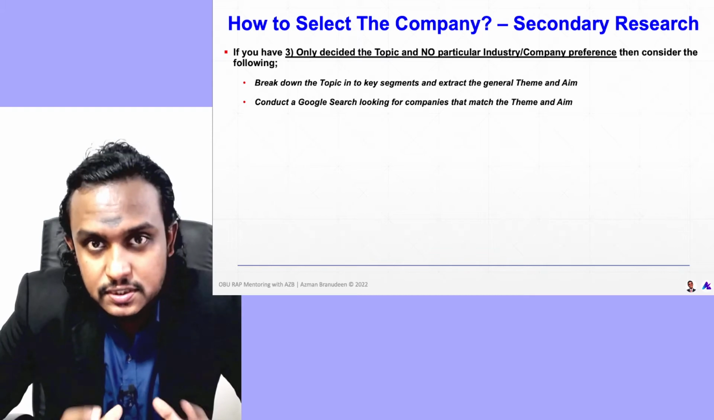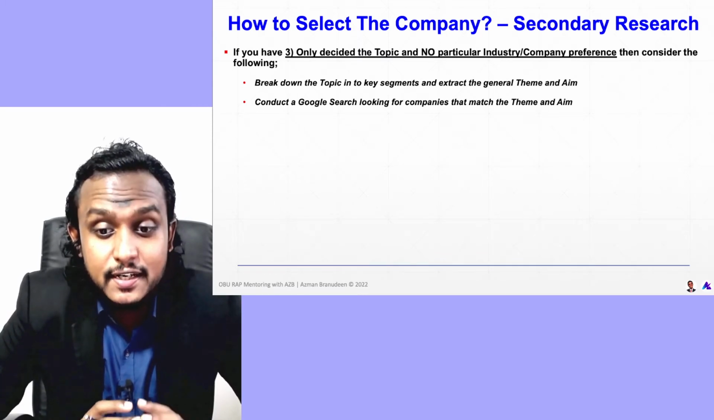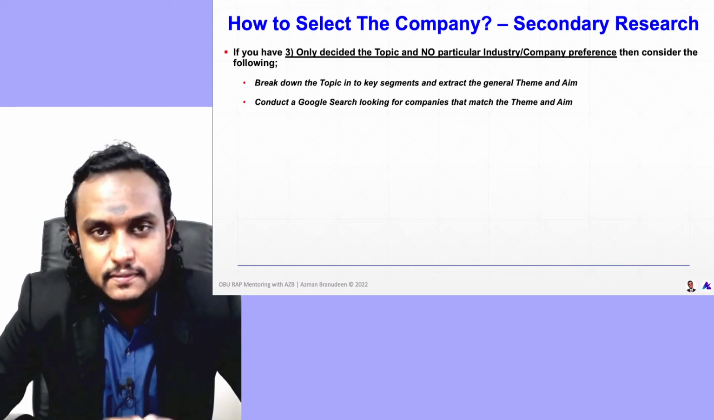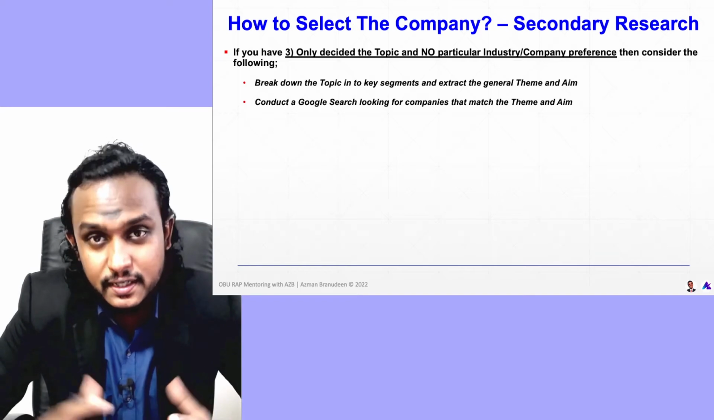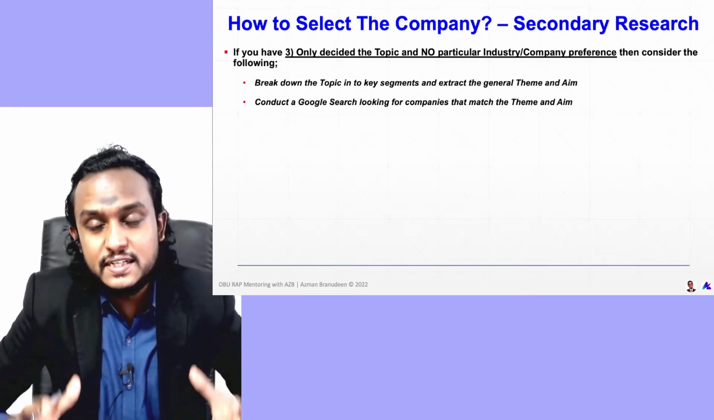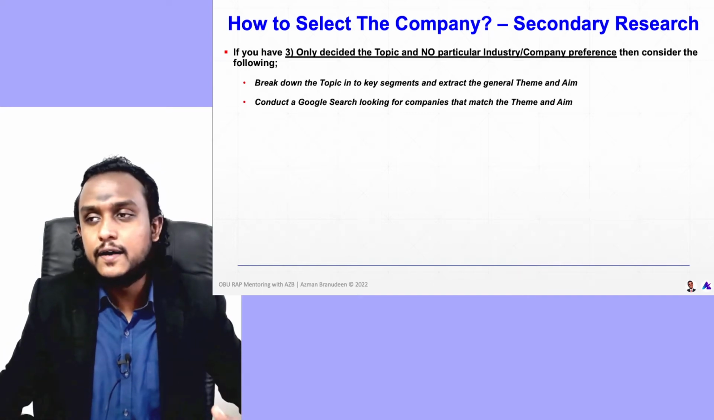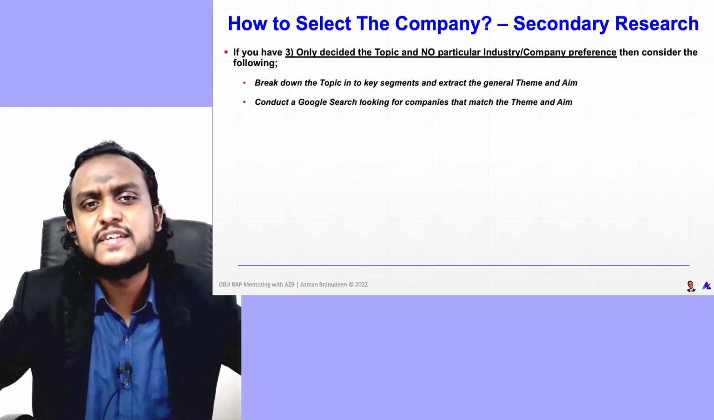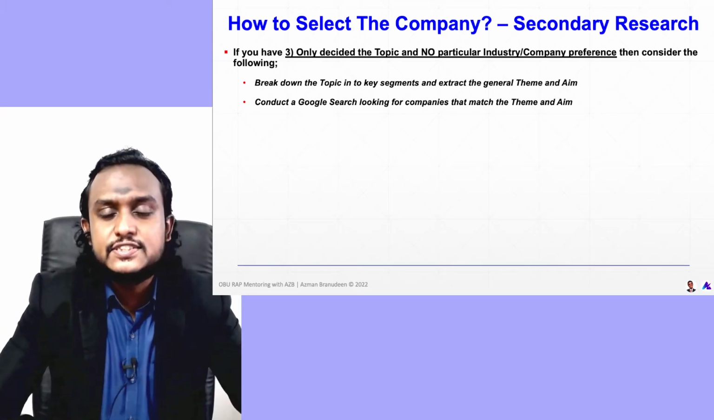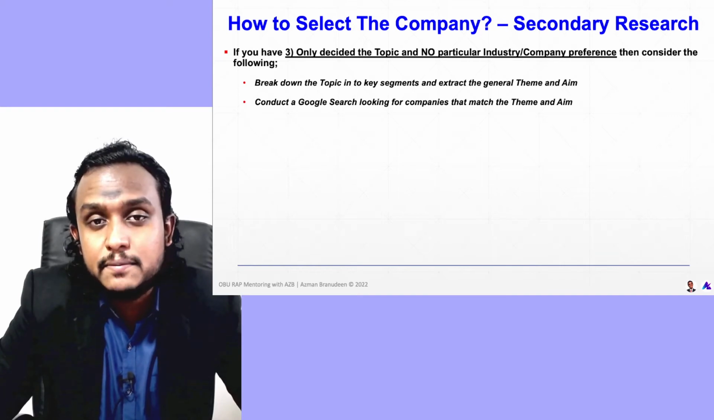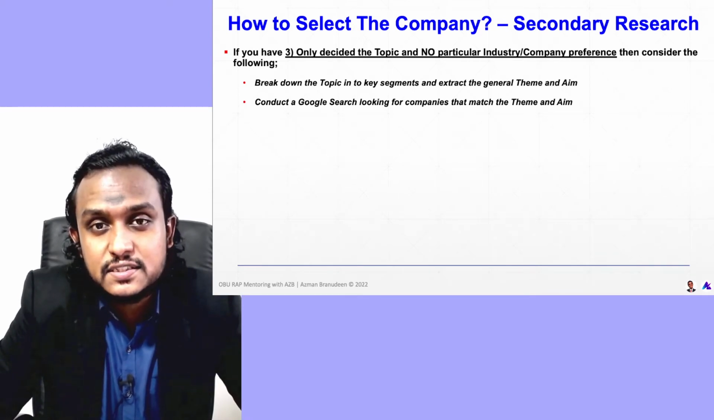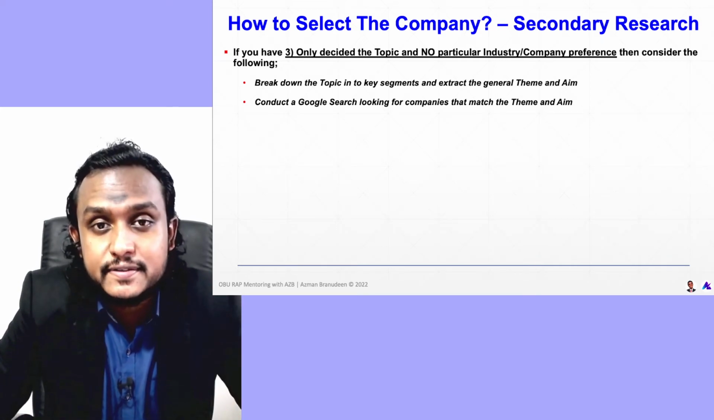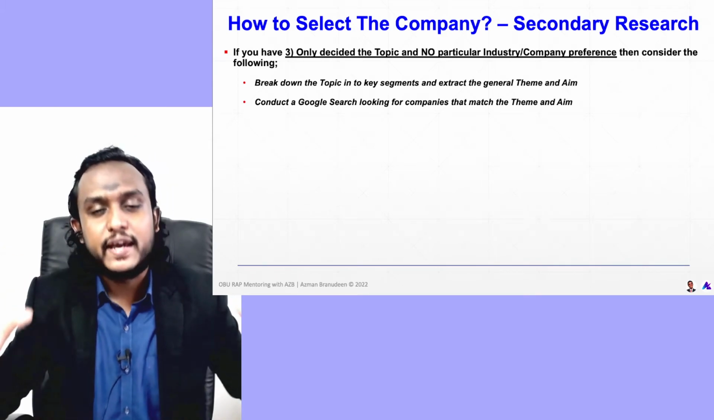After that, conduct a Google search looking for companies that match that theme and aim. For example, if I continue with the same example, if it's a merger and acquisition in the manufacturing sector, you know what your Google search at a very basic level can be: major mergers and acquisitions to take place in the manufacturing sector in the United States during the past 5 years, or in the 2018 to 2020 period. That's it. You type that, you get a bunch of results.